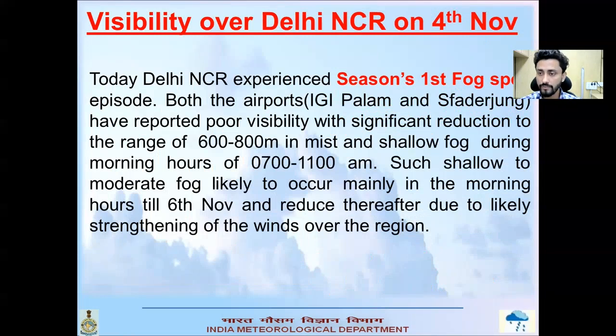Another important weather phenomenon that happened today is the season's first fog event. Delhi NCR and also the IGI, Palam and Safdarjung airports, both airports reported poor visibility with significant reduction of the visible range that goes down to only 600 to 800 meters. And this happened due to the increment of the relative humidity and the reduction of the wind speed. And we are expecting that this situation may persist up to the 6th November, and thereafter the situation may improve.